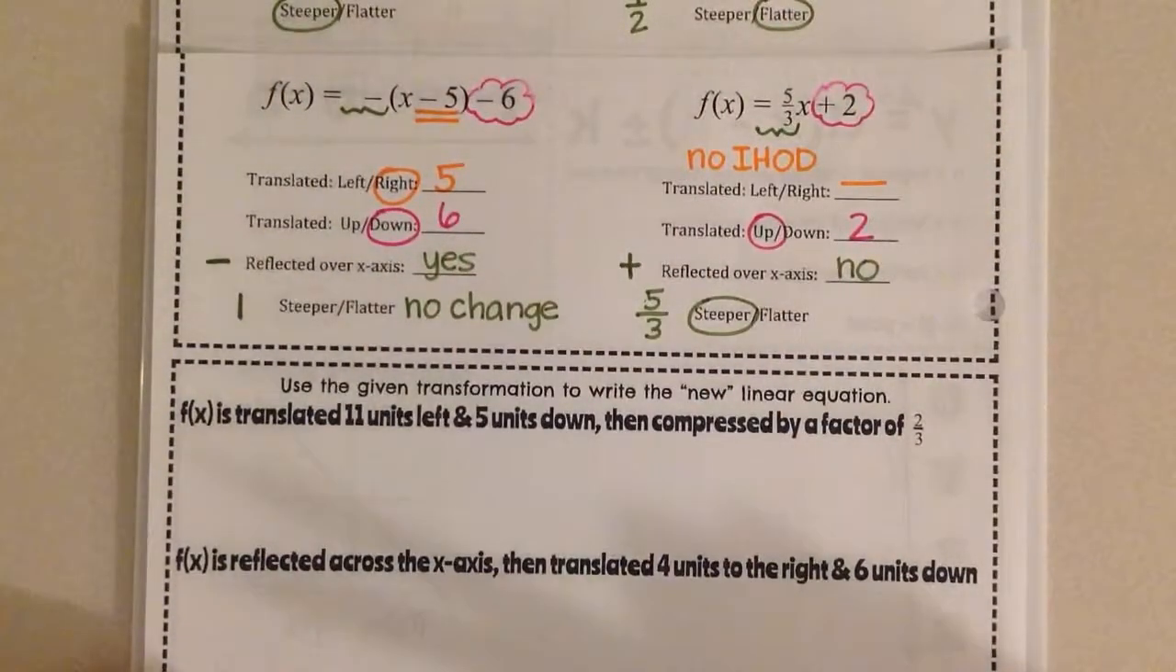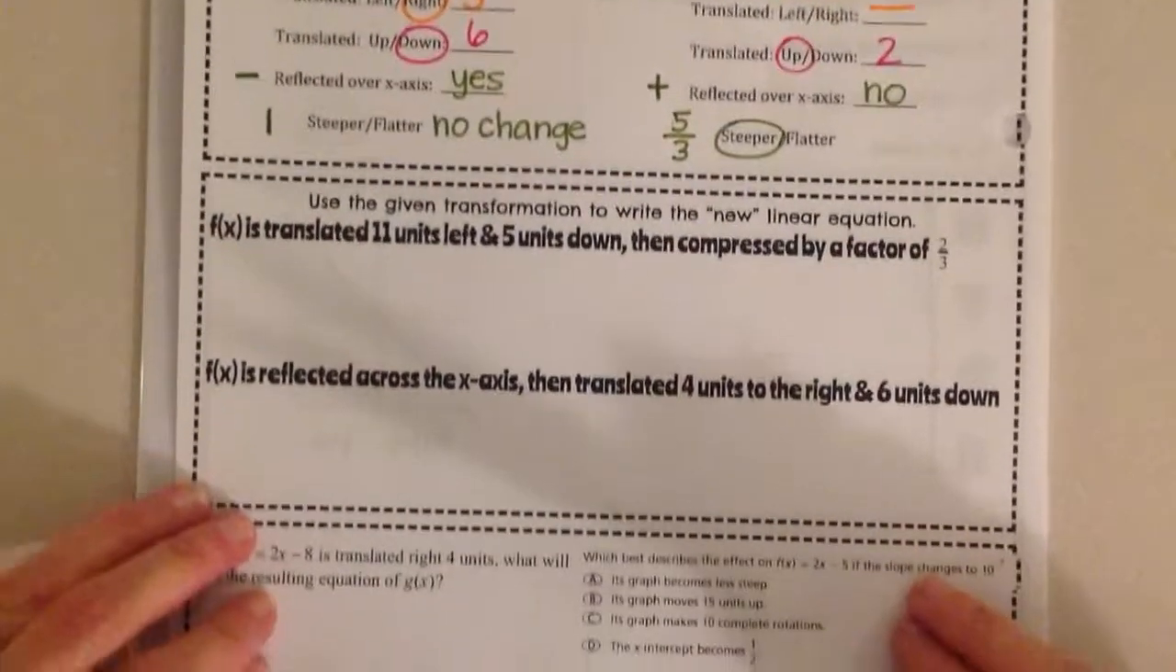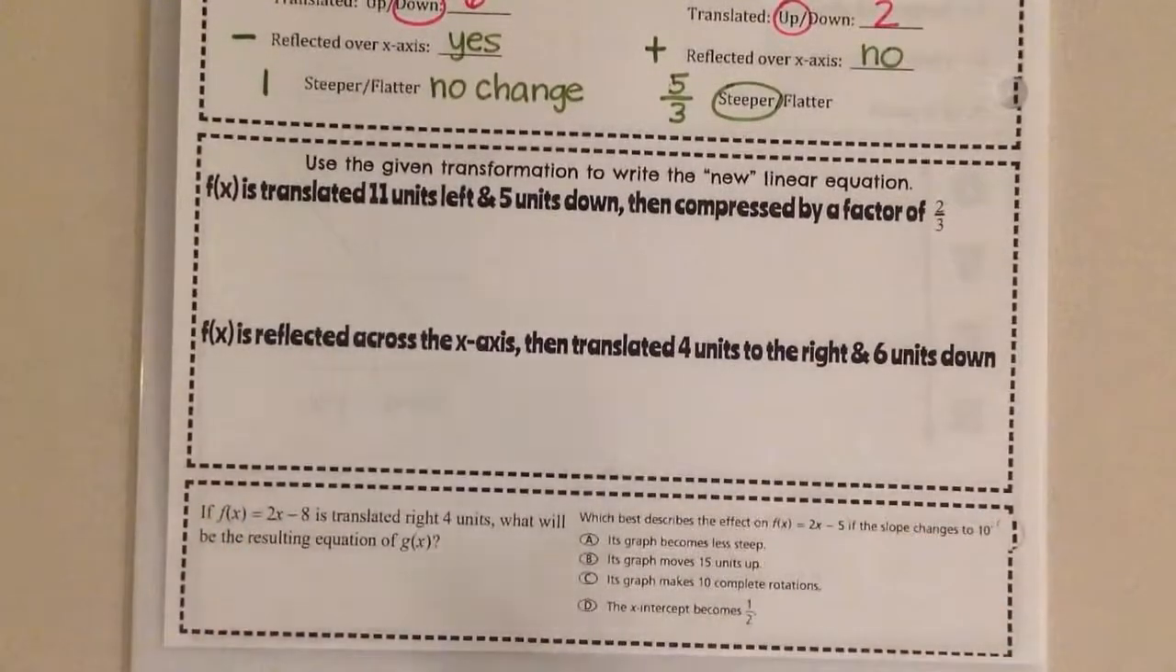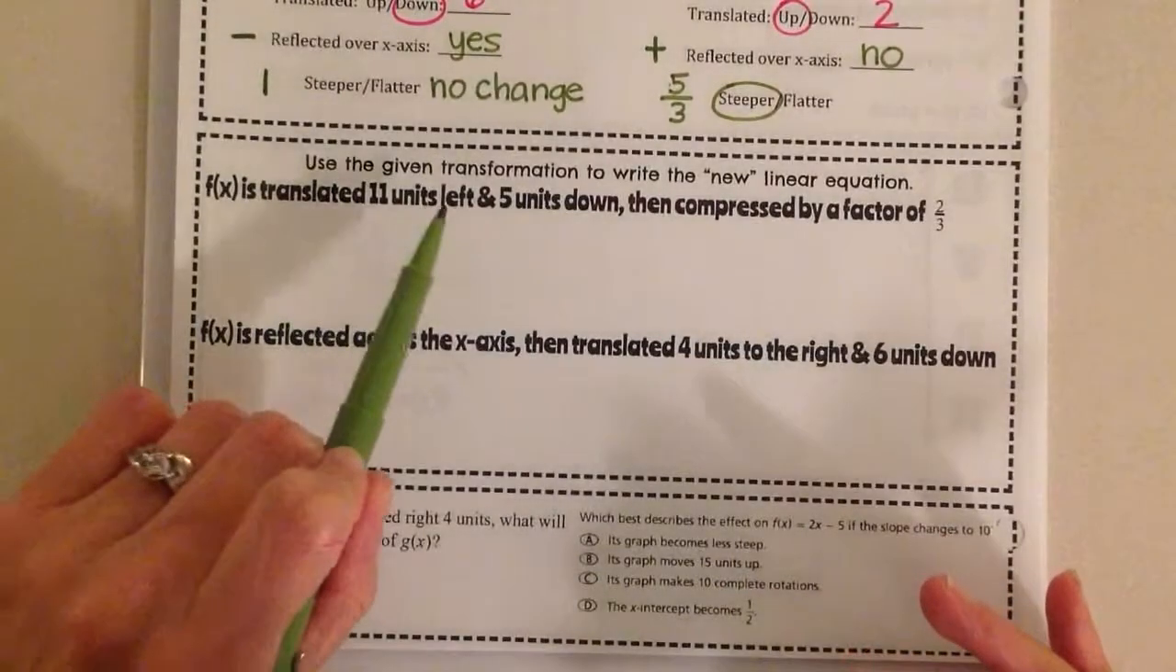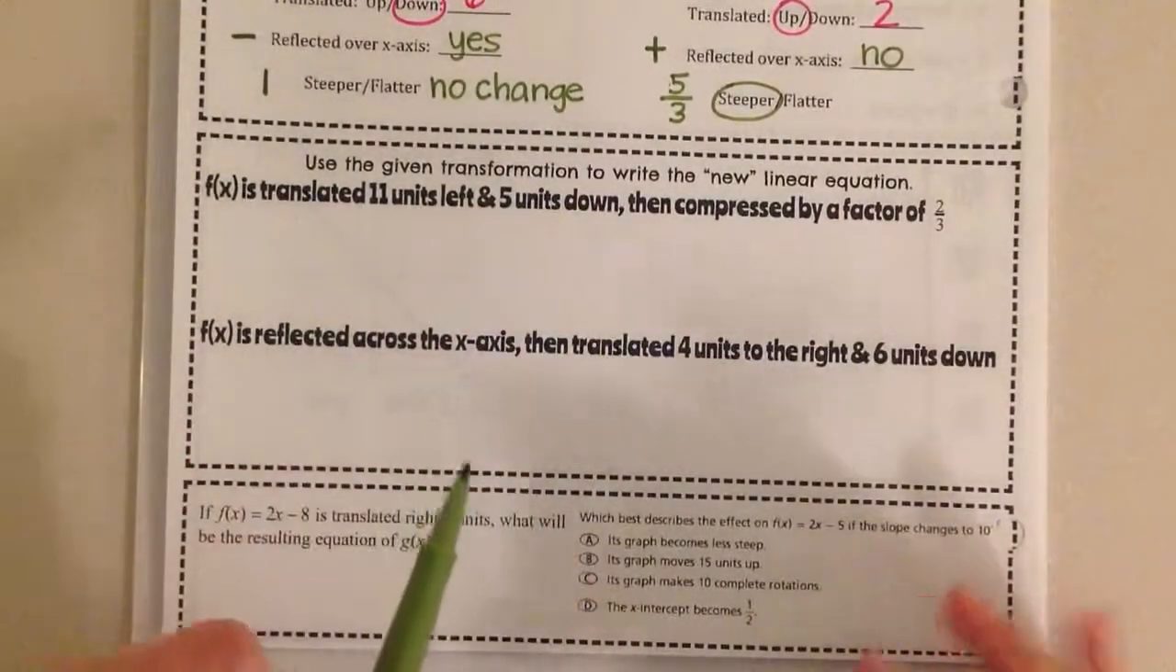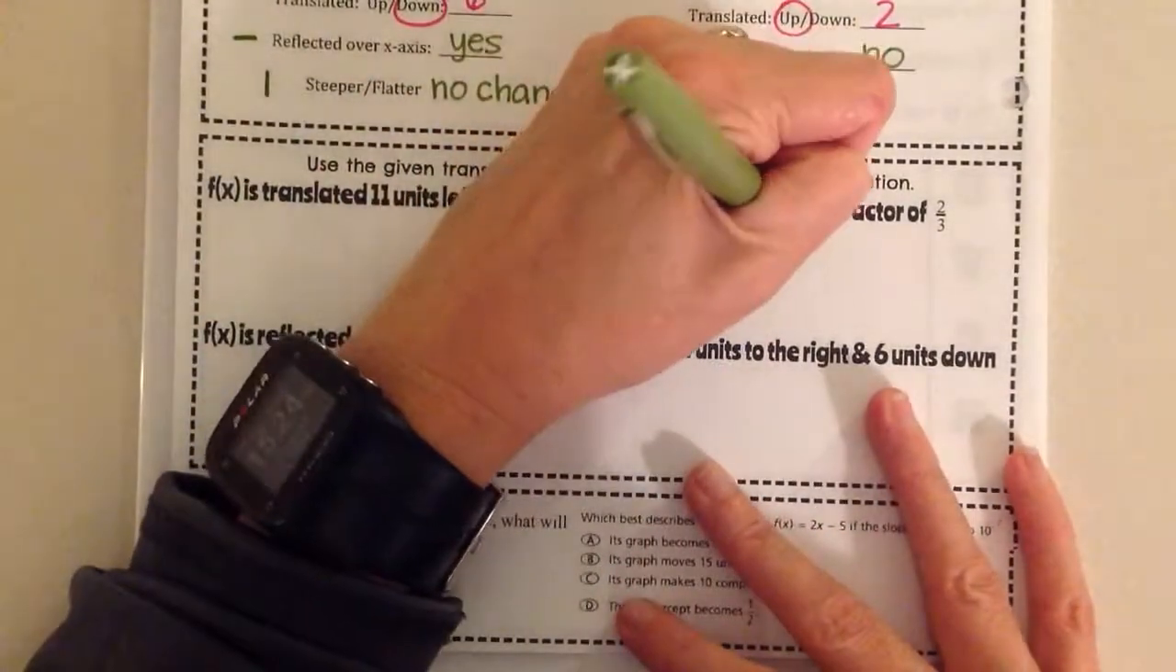Okay, now that you've looked at equations and identified the changes, can you go backwards? Can I give you the changes and you write the new equation? Okay, so I've got f of x is translated 11 units left and 5 units down, and then compressed by a factor of 3. Okay, compressed.